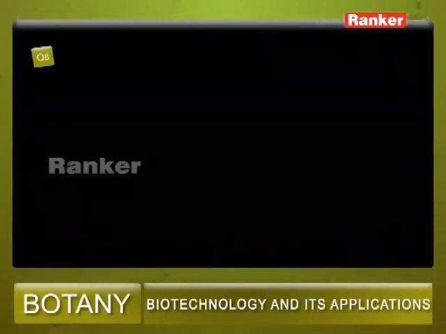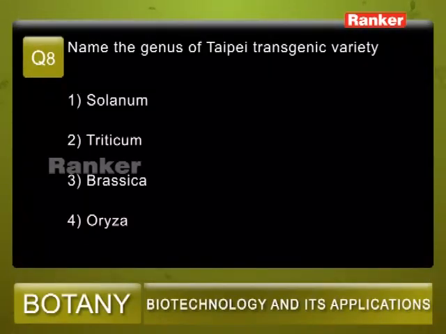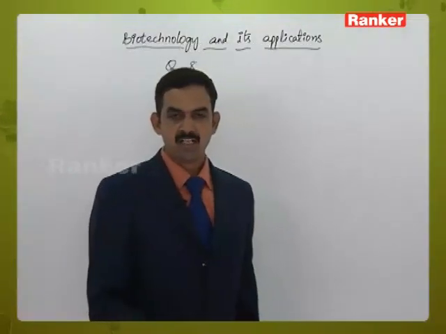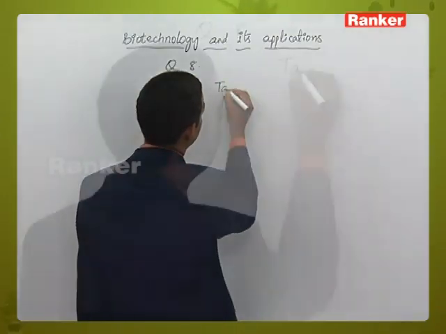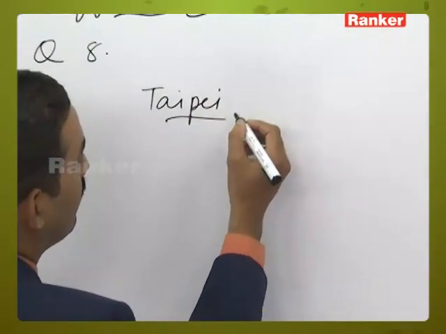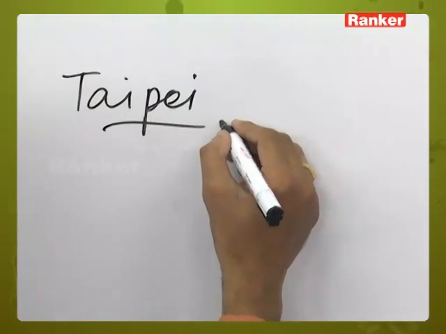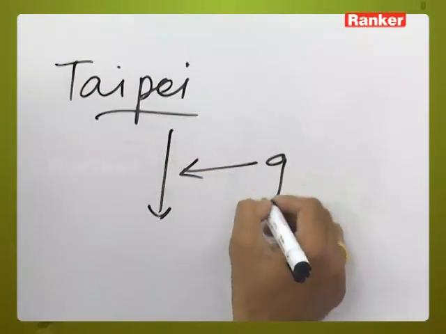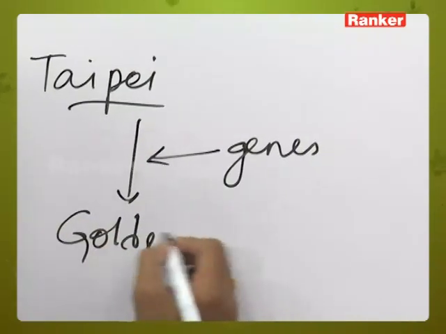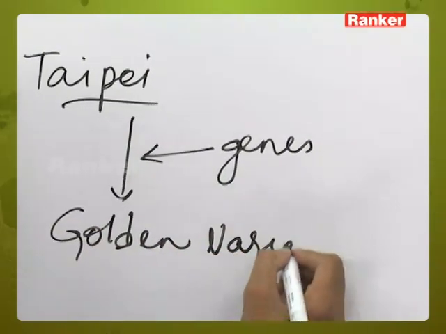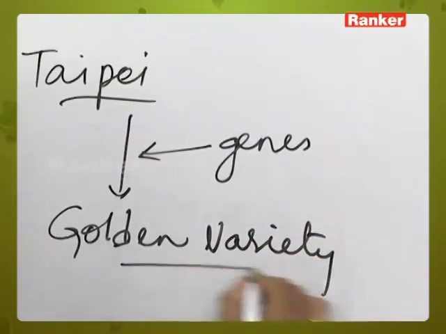Question number 8. Name the genus of type A transgenic variety. Options: 1. Solanum, 2. Triticum, 3. Brassica, 4. Oryza. Okay, here it is related to the type A transgenic variety. So here type A is a variety into which the genes have been introduced, which had produced a new variety of plants called as golden rice variety.